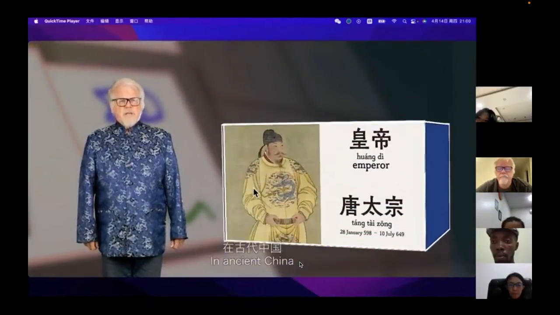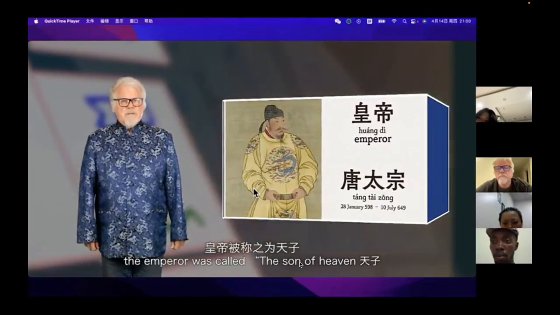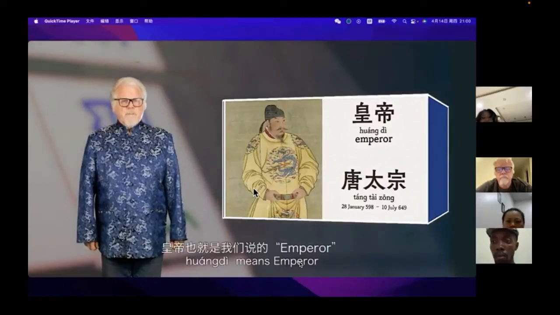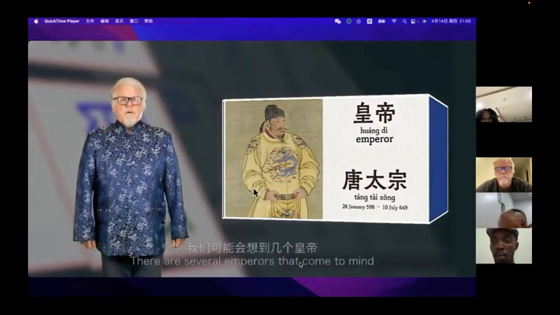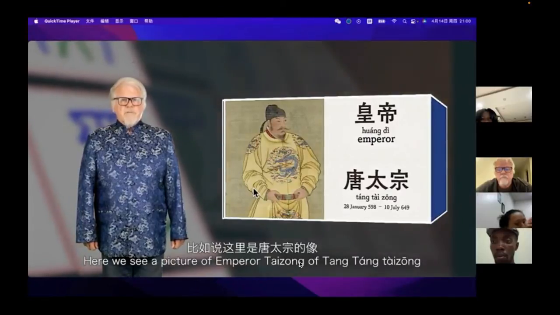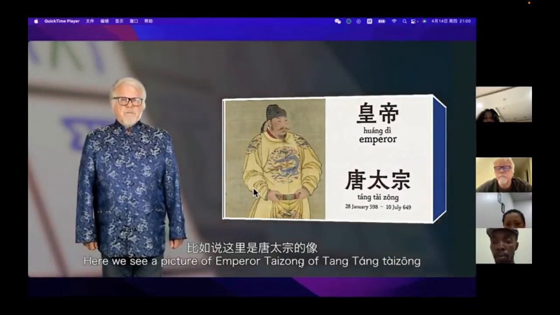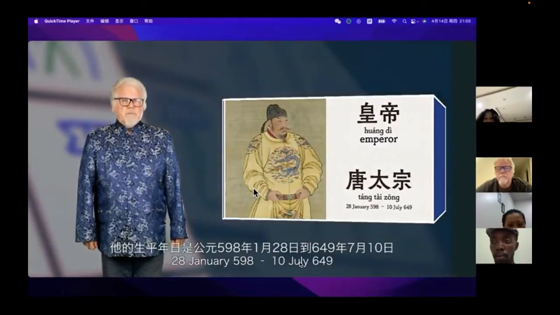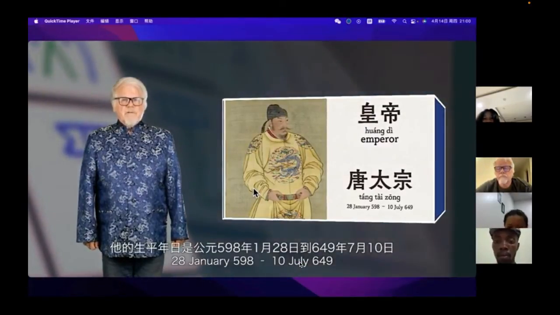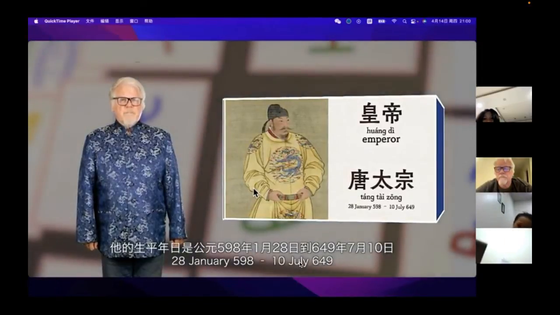In ancient China, the emperor was called the son of heaven, or Tianzi. Huang Di means emperor. There are several emperors that come to mind. Here we see a picture of Emperor Taizong of Tang. He reigned from 28th of January 598 to the 10th of July 649.